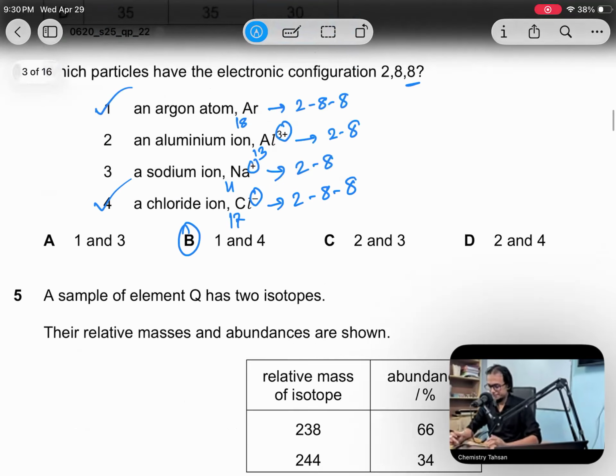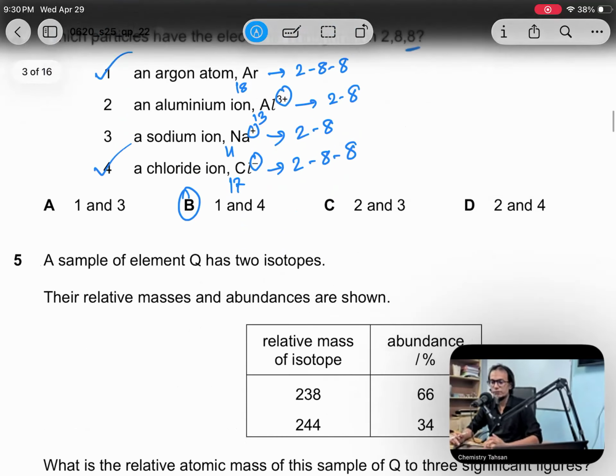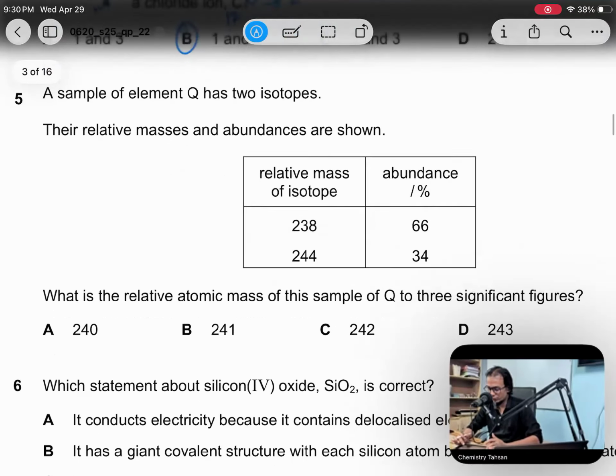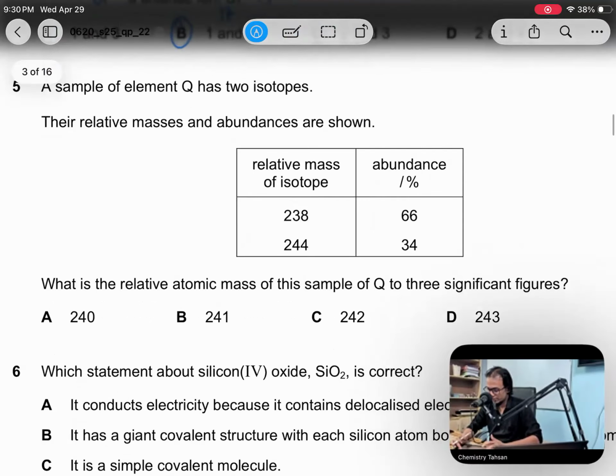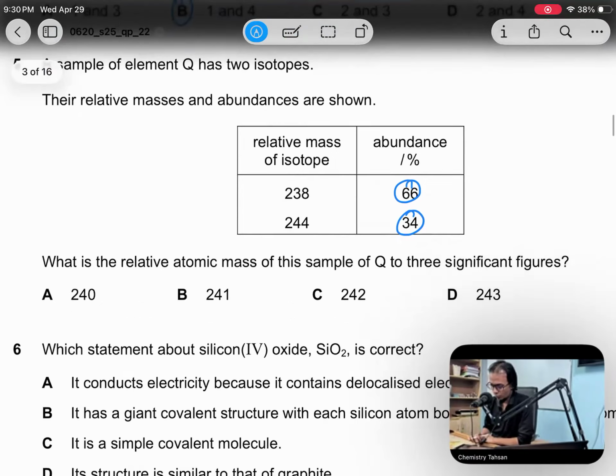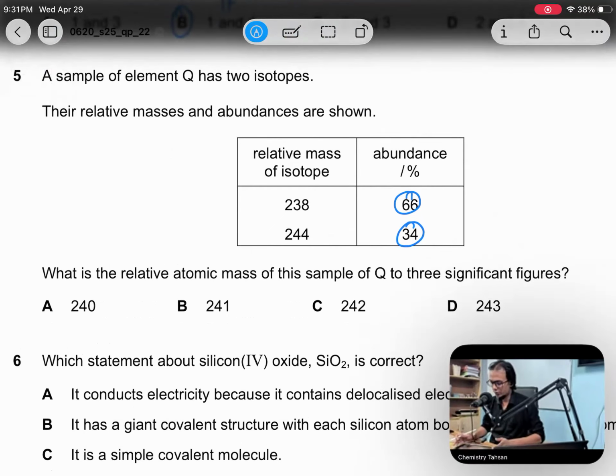Okay, so number 4 done. If we go to number 5, a sample of element Q has 2 isotopes. See, the relative mass of isotopes are given, and percentage abundances are given as well. What is the relative atomic mass of this sample of Q to 3 significant figures, right?